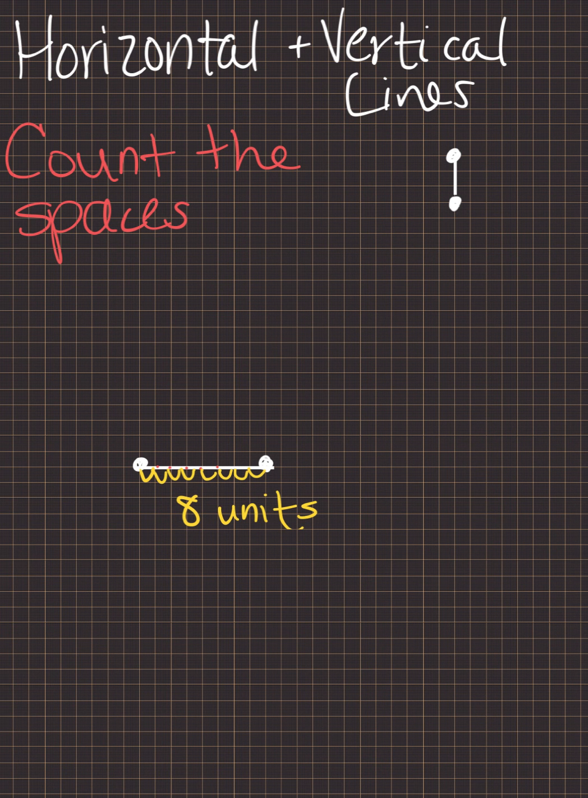And then for this vertical one here, I'm going to do the same thing. I'm just going to count how far apart they are by the spaces. 1, 2, 3 spaces, so 3 units. So horizontal and vertical lines, we're just going to count.